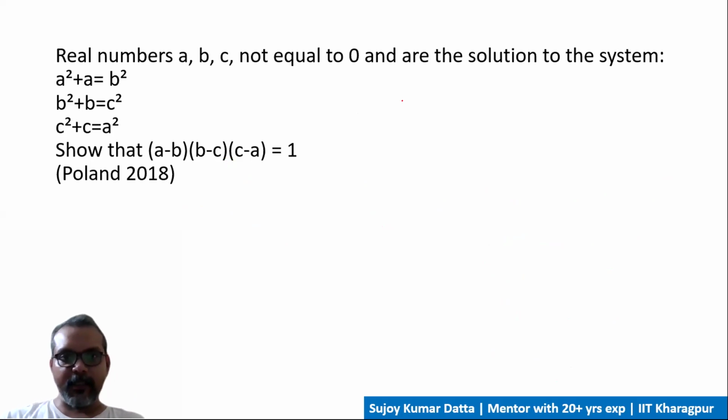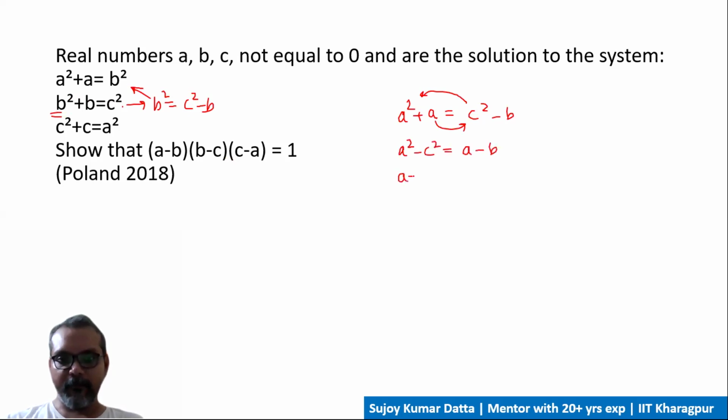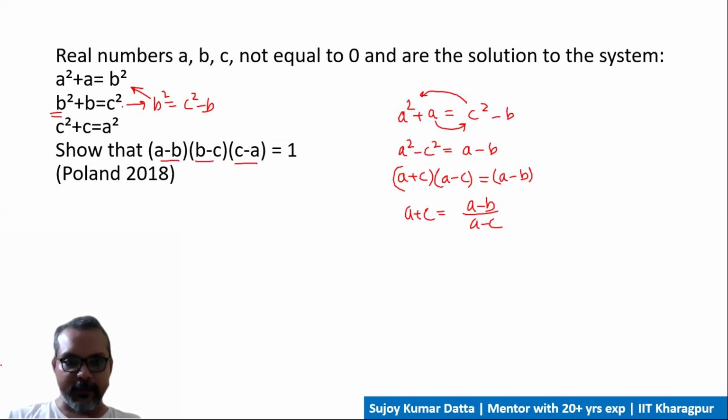All right, so we have been asked to solve these two. So let us do one thing. From here, the b squared value we'll substitute here. Now, we can take the c squared and a that side. So a squared minus c squared is a minus b. So we need a plus c to be a minus b over a minus c. No, we need a minus b, b minus c, c minus a. Okay, so we'll keep a minus c instead.